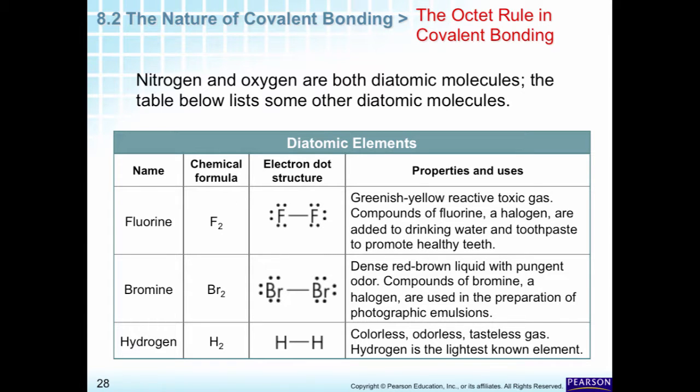So anything in group 17 will form single covalent bonds. Okay, so there's 3 of our diatomic elements. It tells you a little bit about each of them. I'm not going to read it to you. I'm going to wait on this slide for a second for you to get a chance to read it.